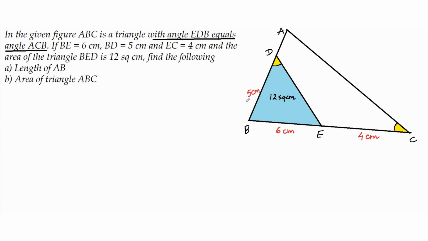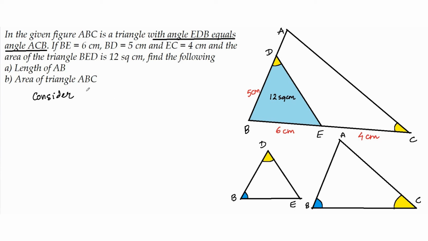I can consider triangles BED and ABC, and they are similar. Why do I say that? I say that because angle B is the common angle. Let us again draw these two triangles separately so that we can appreciate it much better. You will notice that I have drawn the two triangles separately. So consider triangle BDE and triangle ABC for similarity.